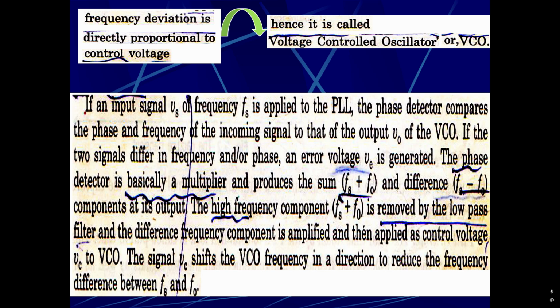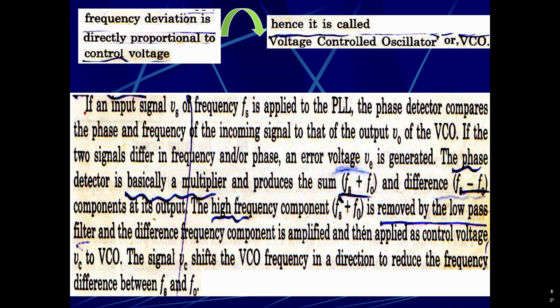If an input signal Vs of frequency Fs is applied to the PLL, the phase detector compares the phase and frequency of the incoming signal to that of the output V0 of the VCO. If the two signals differ in frequency and/or phase, an error voltage VE is generated.